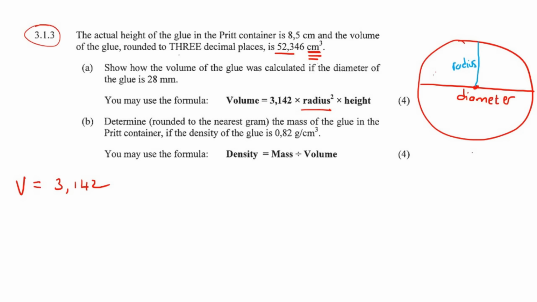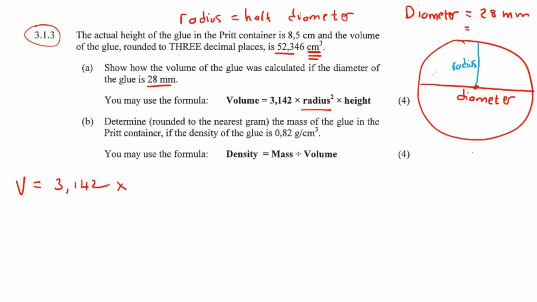Okay, so the radius is half the diameter. The radius is half of the diameter. So they give us the diameter over here. We need to first convert that into centimeters, because that's in millimeters. The diameter is 28 millimeters.